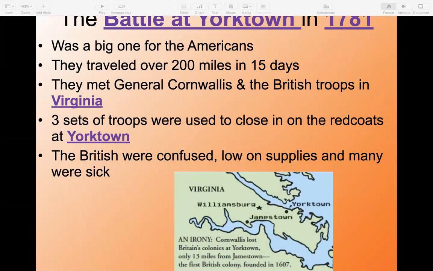He famously replied, "I have not yet begun to fight." Battle at Yorktown, 1781, was a big one for the Americans. They traveled over 200 miles in 15 days. They met General Cornwallis and the British troops in Virginia. Three sets of troops were used to close in on the Redcoats at Yorktown. The British were confused, low on supplies, and many were sick.